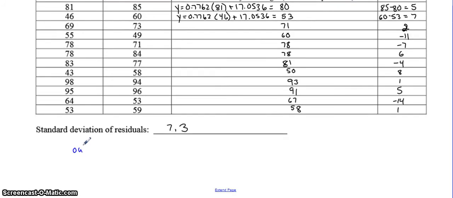Now an outlier is going to be any residual which is greater than or equal to 2 times the standard deviation of the residuals, or is less than or equal to negative 2 times the standard deviation of the residuals.